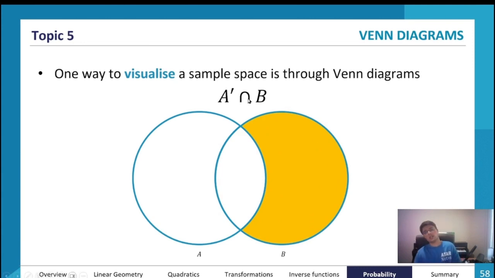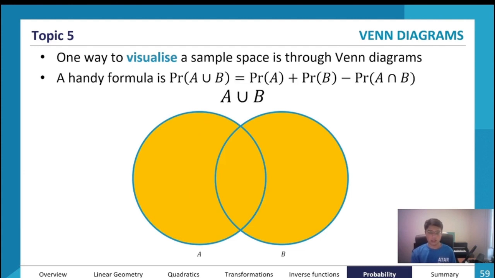Now, if we're looking at A complement intersect B, first of all, A complement is everything outside the bubble that we're using to represent A. So if I could just color the entire screen in here and leave the bubble A white, that's A complement. And then we're looking at where that overlaps or intersects with B. In this case, it's going to be every part of B that doesn't include A itself. That's A complement intersection B.